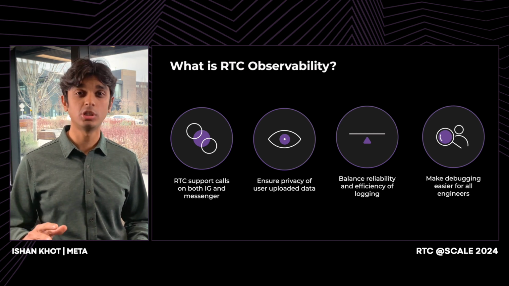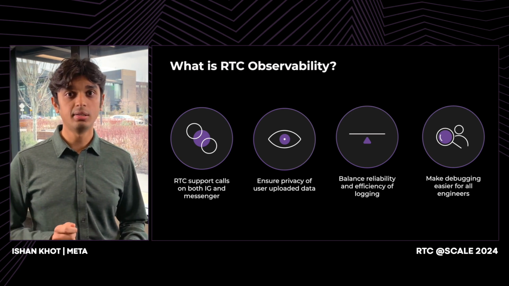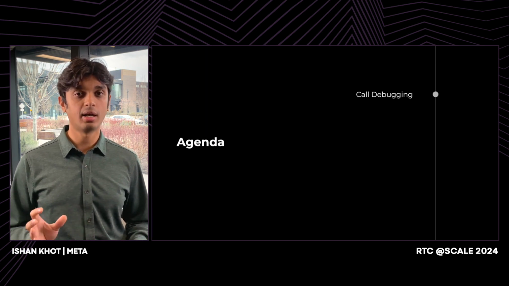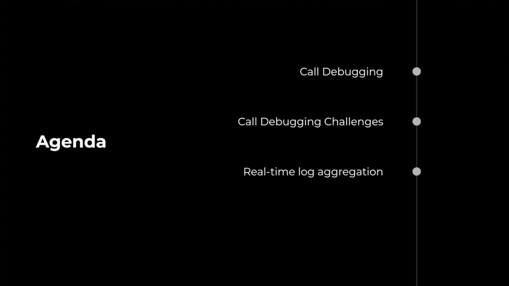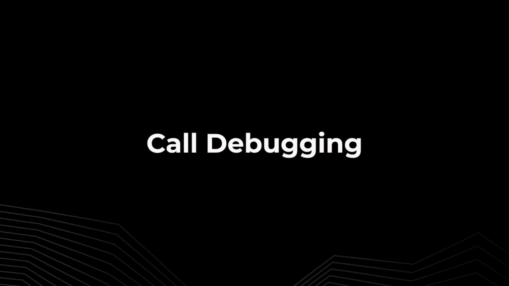And the final and most challenging theme around observability is call debugging. This is where we dive deep into particular calls and try to analyze them. So this is the focus of our talk, and we'll talk in more detail around the challenges in call debugging, the novel solutions that we came up in this space, particularly related to real-time log aggregation, and the future scope in observability area.